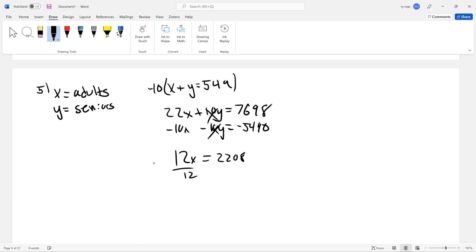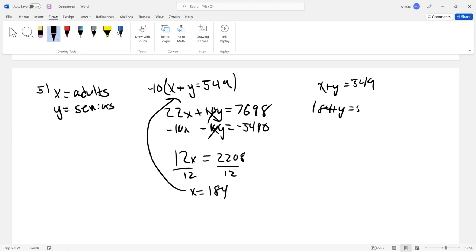Divide both sides by 12. I get that x is equal to 184. Then I'll just plug into my easier equation to solve for my one that goes for the total amount of tickets sold. So x plus y is equal to 549. So that means 184 plus y is equal to 549. Minus 184, minus 184. I get that y is equal to 365.